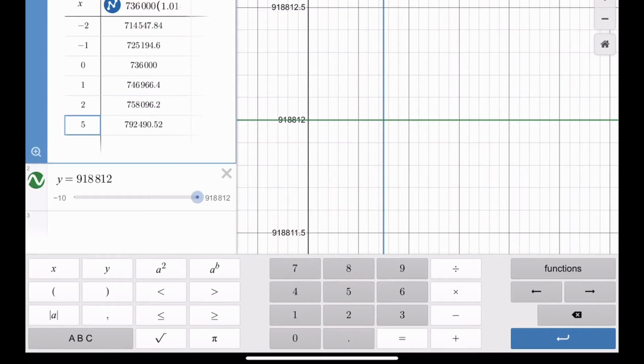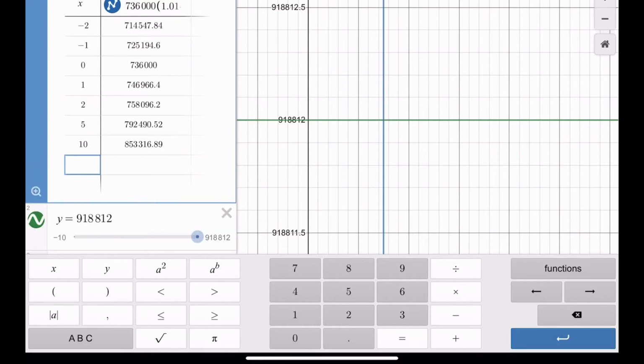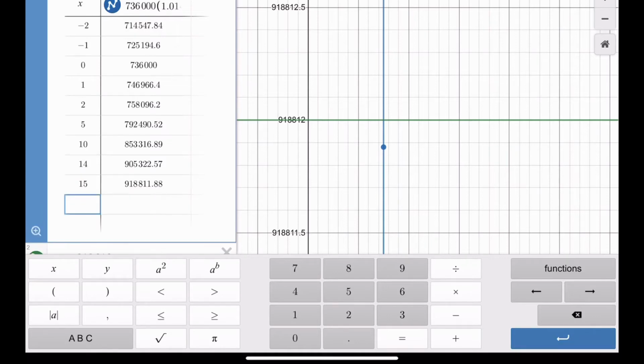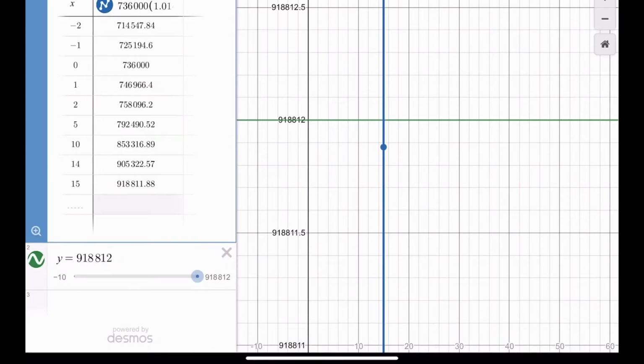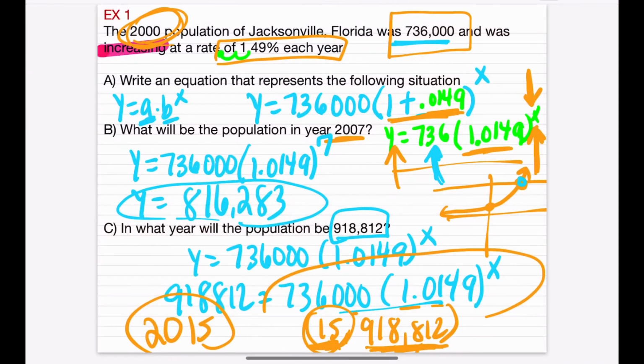So I'm gonna pick random x values. So 5 years later, we're at 792,000. I'm gonna keep increasing the value. 10 years later, I'm at 853. So as you can see, we're getting closer. So I'm gonna keep increasing it. 14 years later, I'm at 905,000. So I feel like I have to go one more year. Of course, I already know the answer. And yes, if we round that up, we do get the number in question, 918,812. So that's another way you could get the solution there, if you don't want to use the point of intersection, which is the easy way.